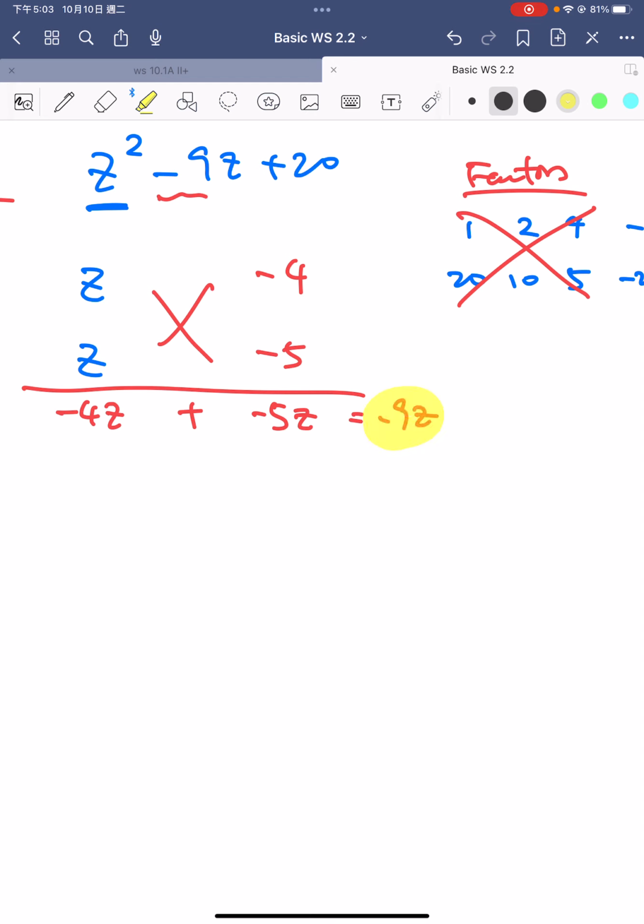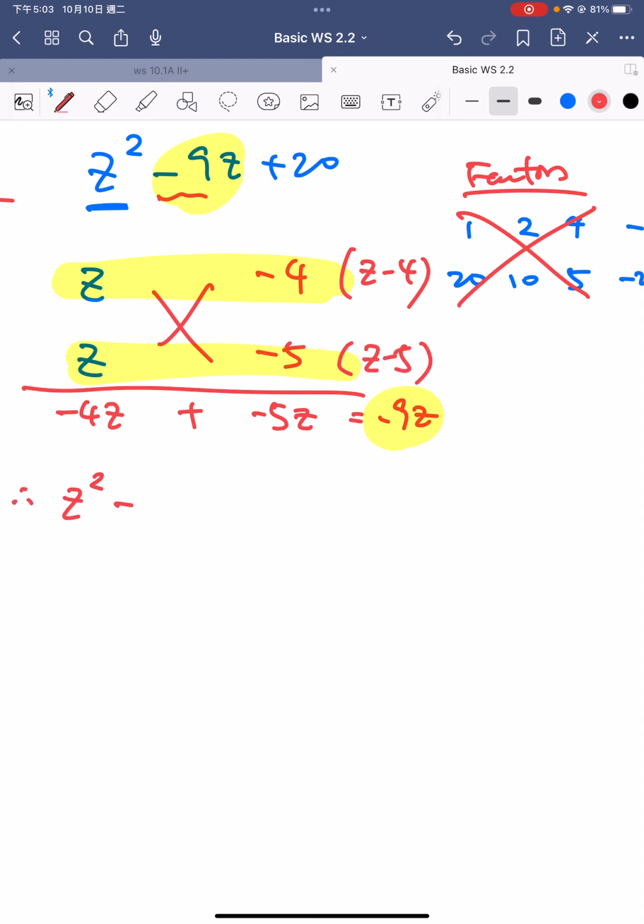Okay, bing bong. We got the middle term is the same. So this is our answer. We have z minus 4 as the first factor, and the second factor is going to be z minus 5. So z squared minus 9z plus 20 is equal to z minus 4 times z minus 5.